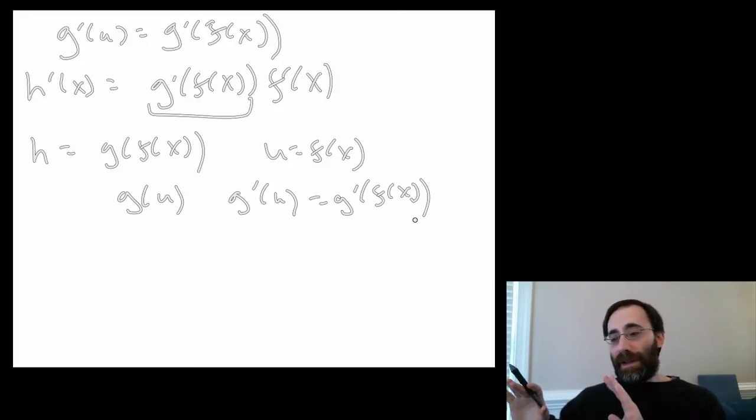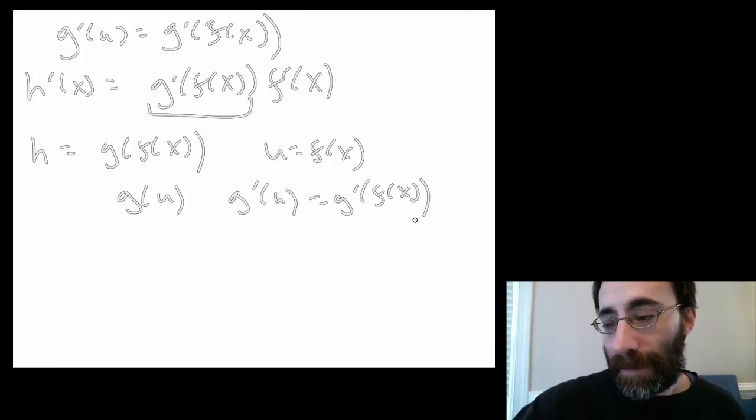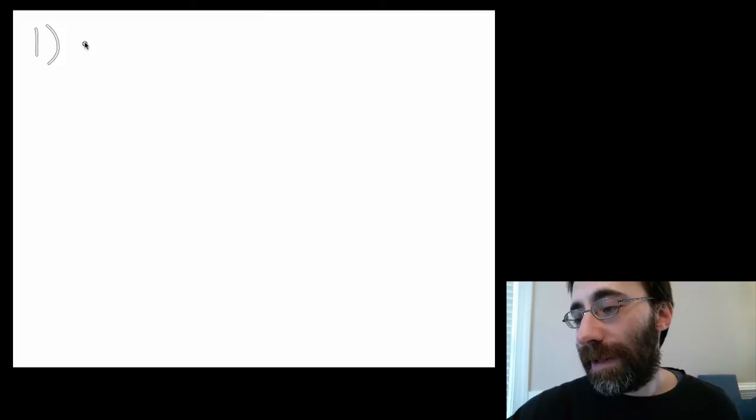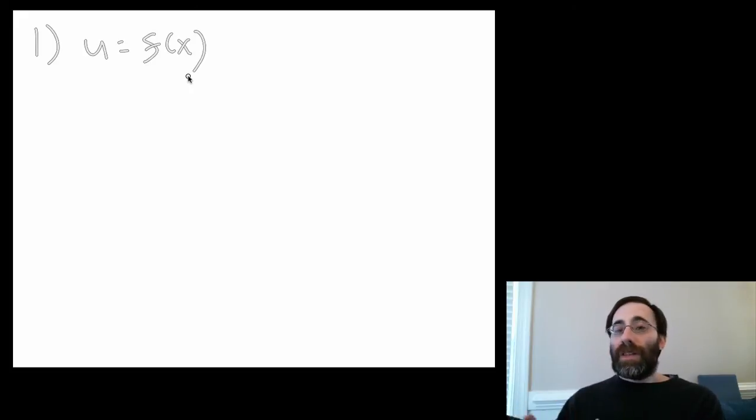To see how to do this, first I'm going to give you some steps to work out, then we're going to go through new examples. So first the steps. Step 1, make u equal to f of x. The tricky part there is identifying what should be f of x.